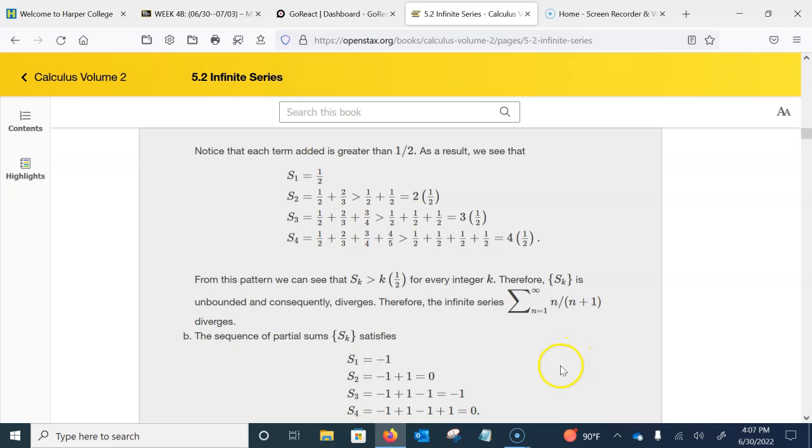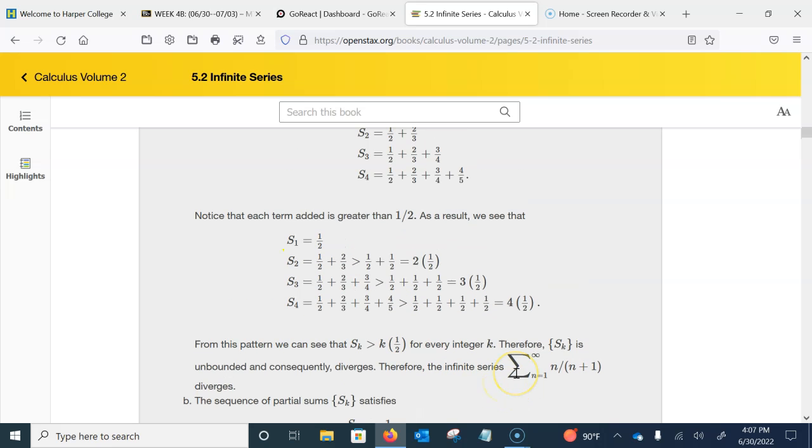Okay? So these things are often not easy to see because I have to do some type of bounding argument. Here, the strategy was, well, let's see if these partial sums are not bounded. Can I come up with a formula? And we did. The partial sums are bigger than k times 1/2. Well, if that's the case, then the limit as k goes to infinity is going to be, essentially, infinity times 1/2, which is infinity, which would imply that this series diverges.